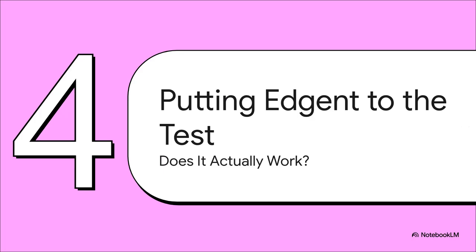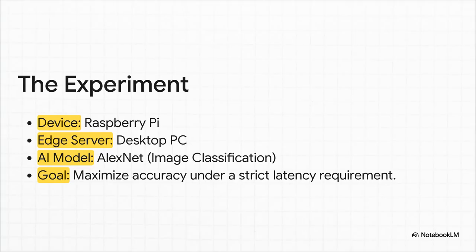Okay, so the theory sounds amazing, right? We've got intelligent splitting, we've got early exits, we've got this real-world adaptation. But does any of it actually work? So the researchers set up a test to mimic a real-world scenario. They used a Raspberry Pi to act like a mobile device and a regular old desktop PC to be the edge server. They gave it a standard image classification task with a very clear goal. Get the most accurate answer you possibly can, but you absolutely cannot miss your time limit.